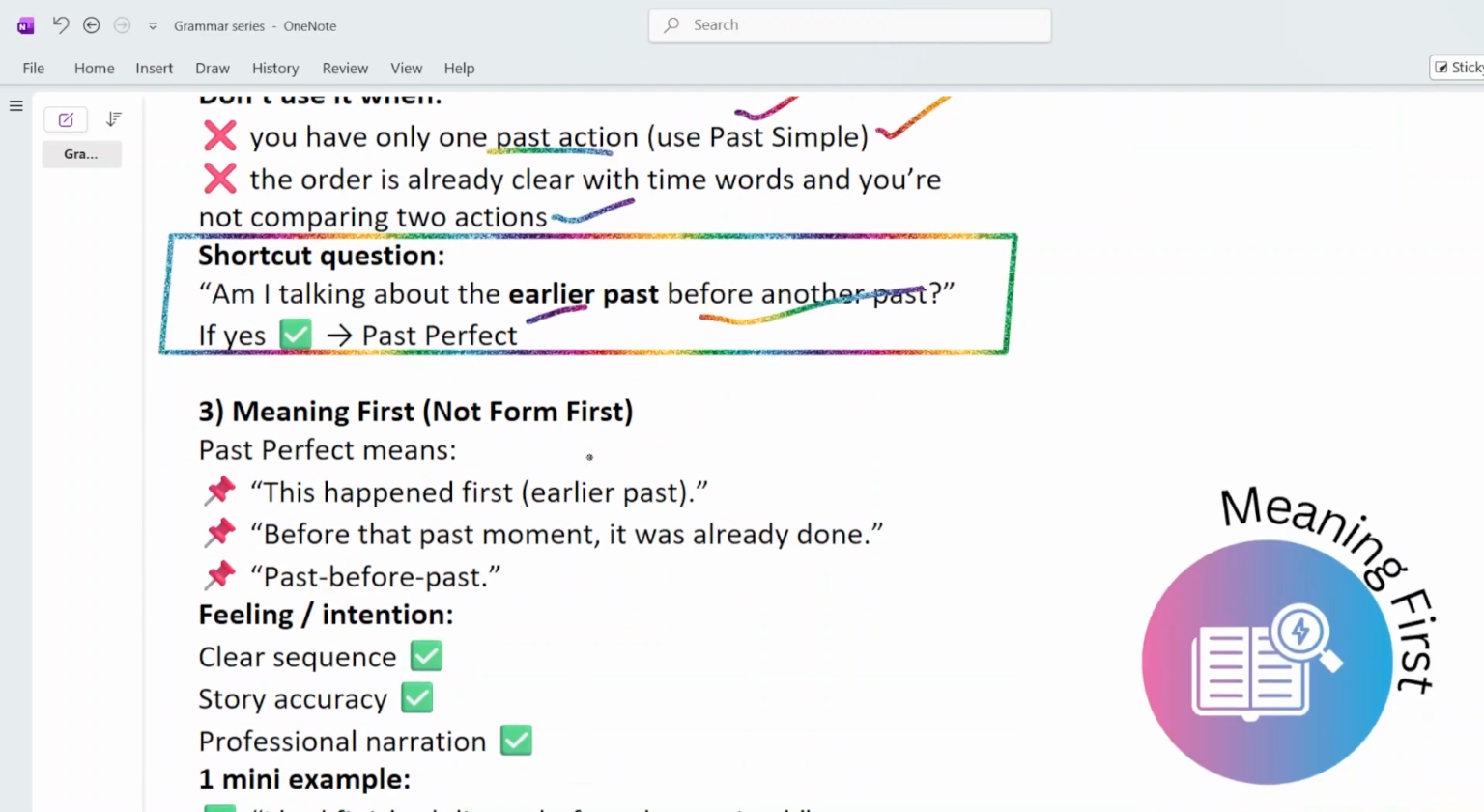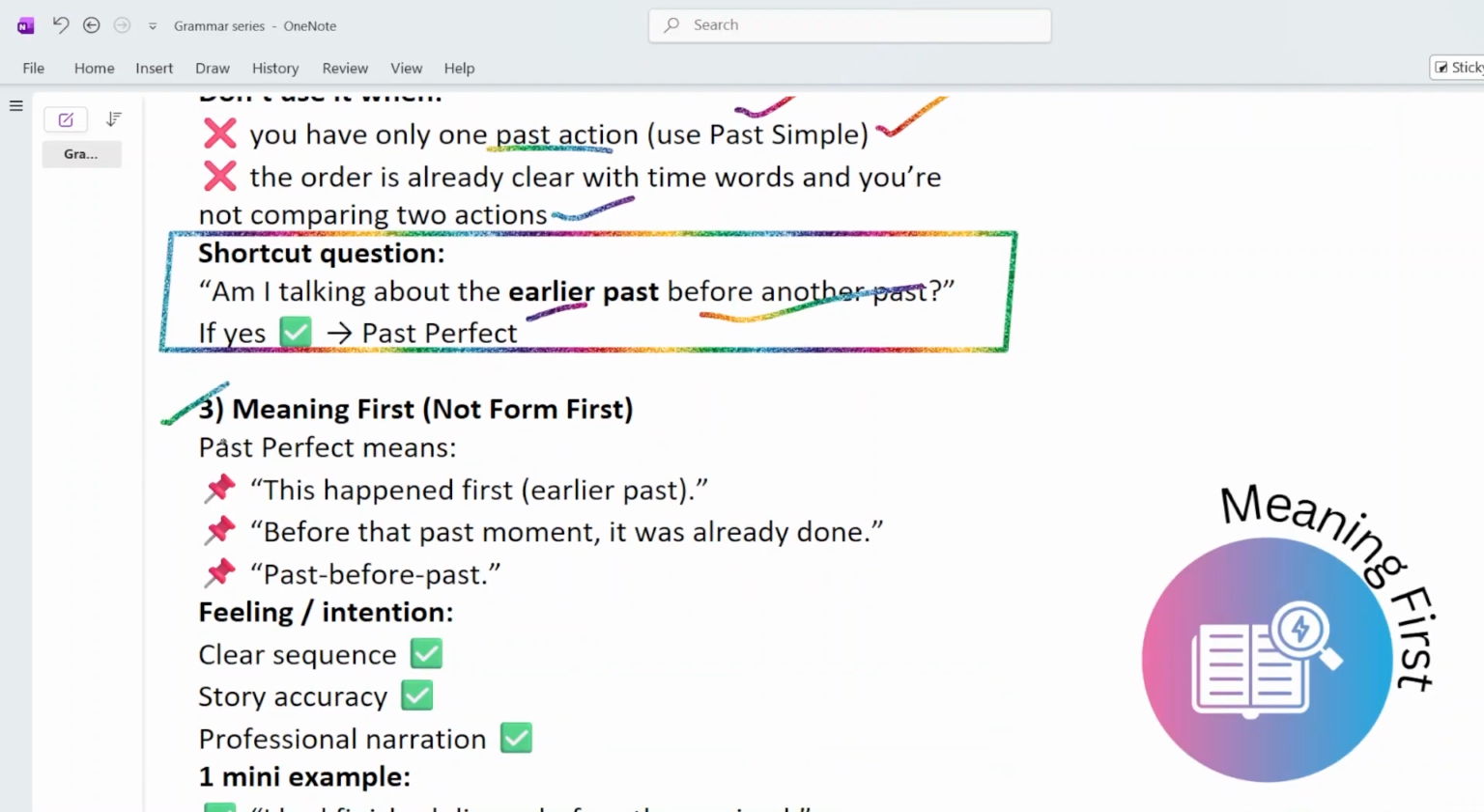So the third part in this lesson is meaning first, which means we are not looking at any kind of formula or structure here. We are going to try to understand what the meaning itself tells you. The meaning pretty much says past perfect, right? What does that mean? Past, in the sense this has happened earlier in the past. Perfect means before that past moment it was already done. Perfect. So, past before past.